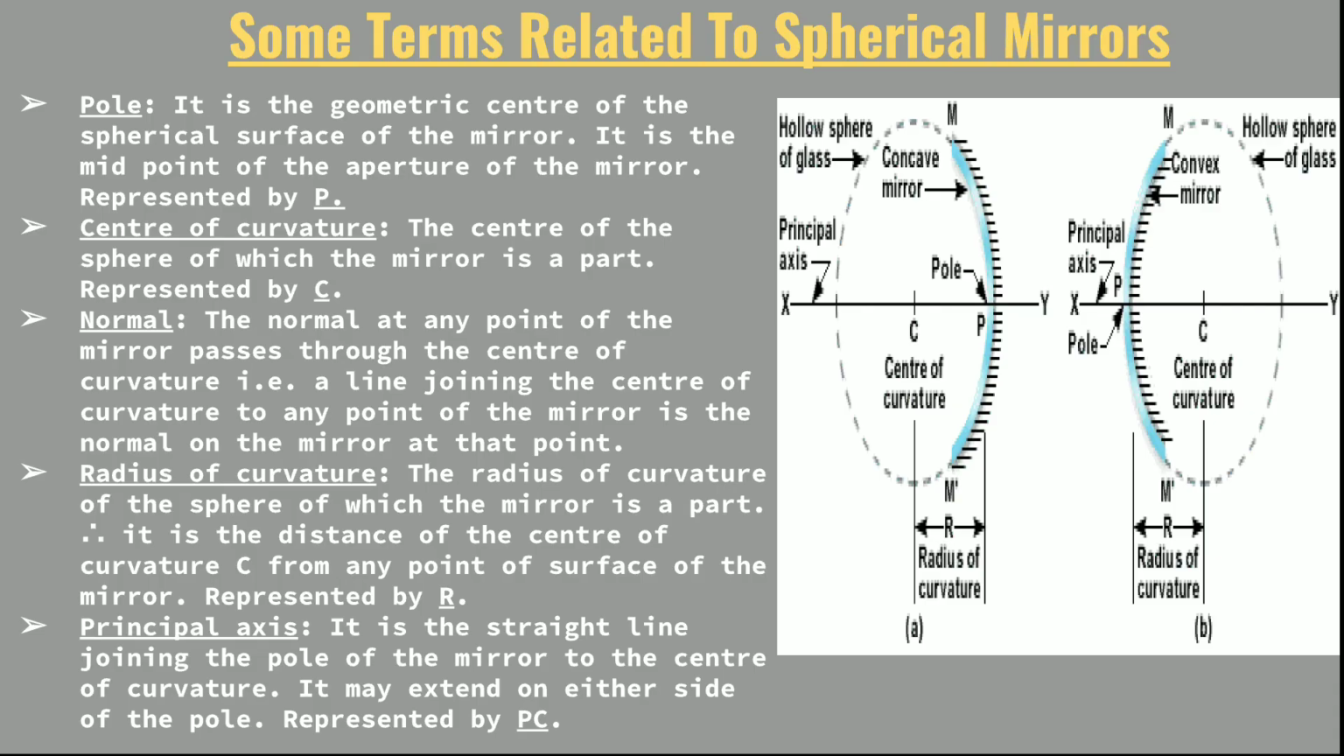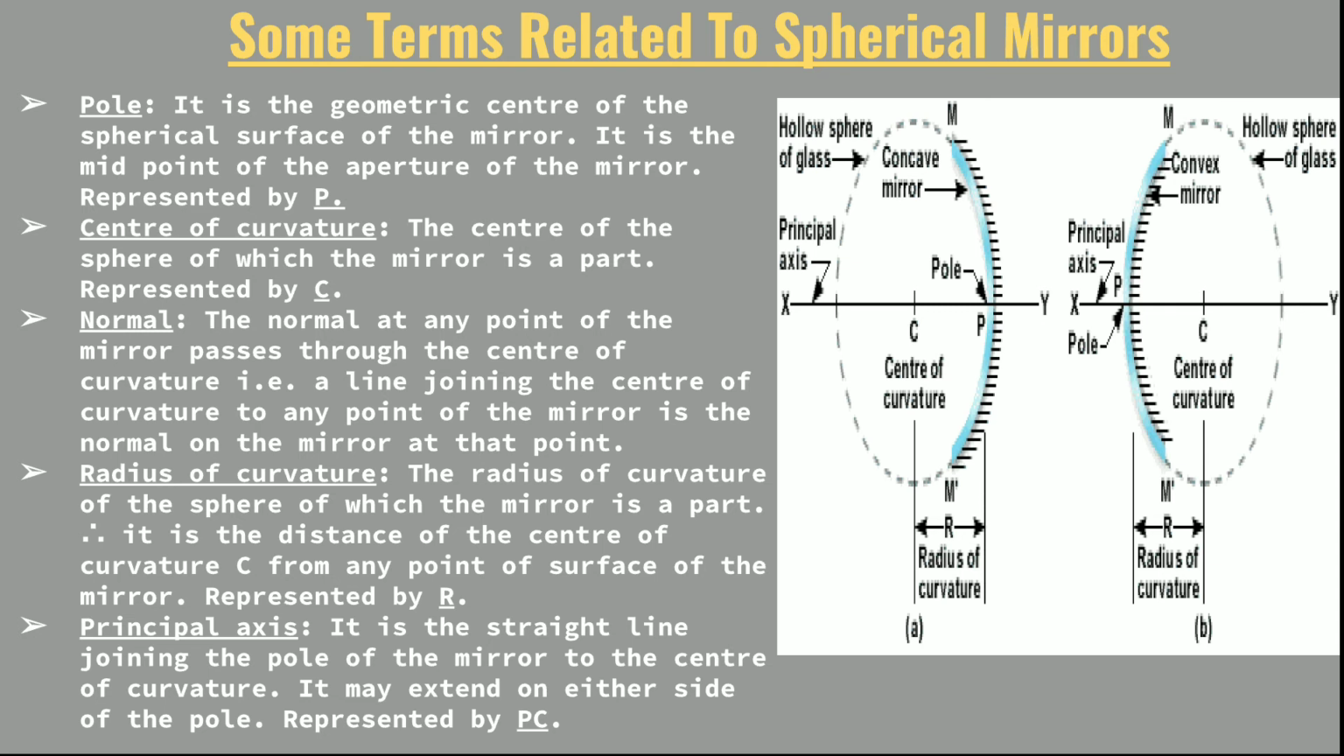Next, we come to some terms related to spherical mirrors. First, the pole. It is the geometric center of the spherical surface of a mirror. See, this is the pole, P is written on the picture. It is the midpoint of the aperture of the mirror; the aperture is the surface which is open. It is denoted by capital P.